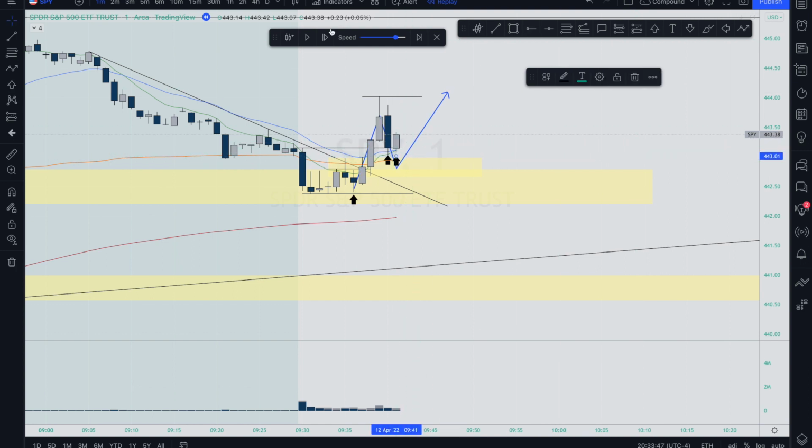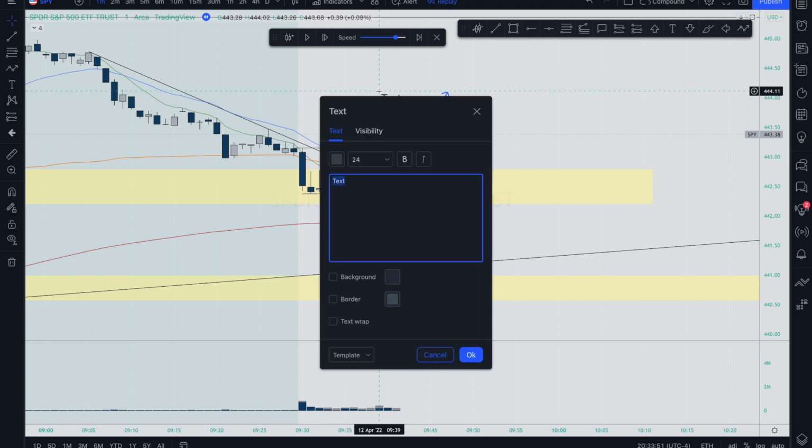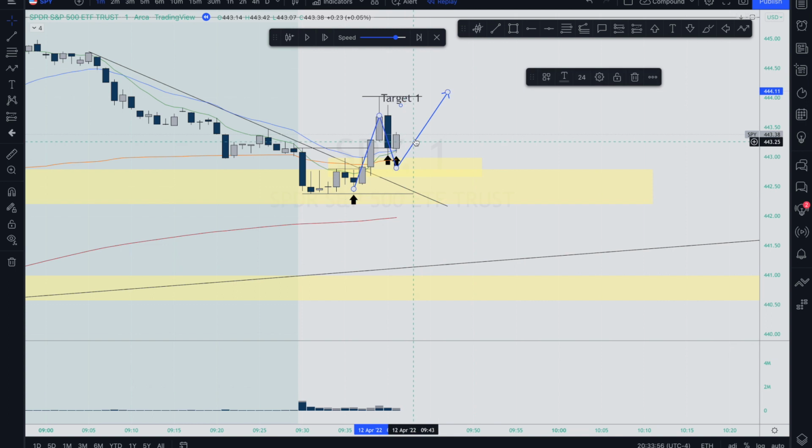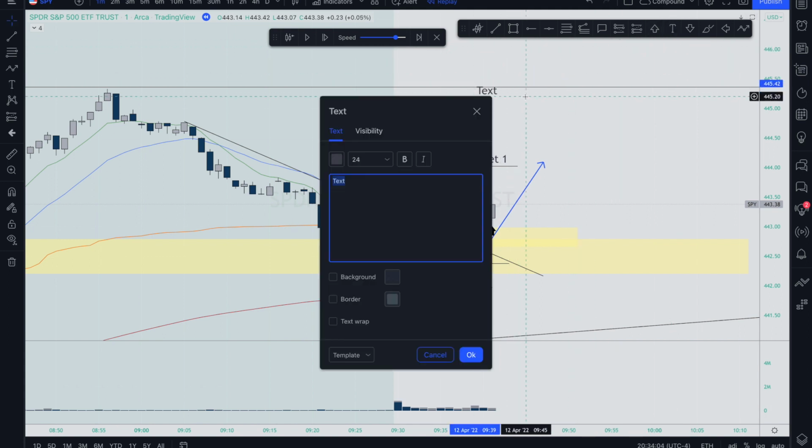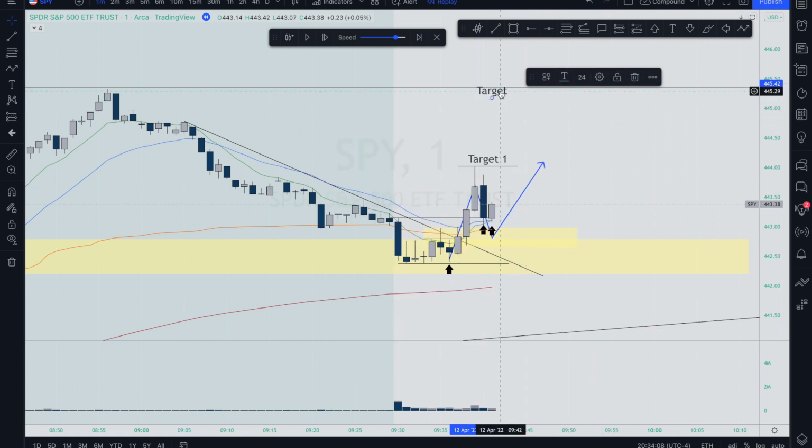Your target 1, obviously, I would have target 1 sitting maybe at this zone right here. And then what we would see from that area is, you could push for your upper zone as target 2. Maybe take 3/4 off or half at target 1. Push for this upper zone and see if we could get target 2.